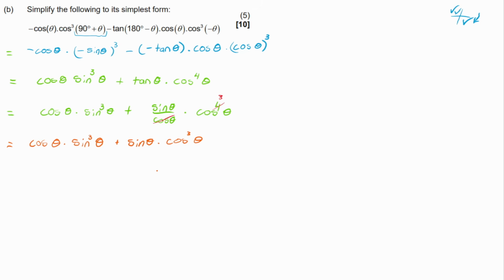And now what I can do is I can take out a common factor. I can factorize. So if I do that, I'm going to be getting cos theta sine theta. That's our highest common factor. And then I'm left with sine squared theta plus cos squared theta. And then obviously we know that this is equal to 1. So we're just left with cos theta times sine theta as our final answer.